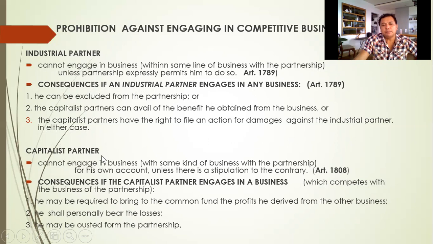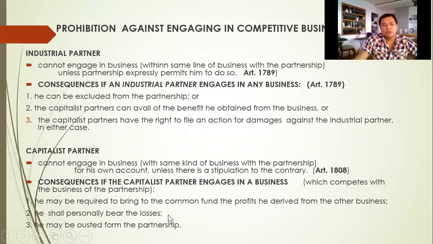So if a capitalist partner violates this prohibition of the law, there are consequences, and they are as follows. Number one, he may be required to bring to the common fund the profits he derived from the other business. So whatever profit he derived from the other business, he will have to share it with the partnership. Number two, he shall personally bear the losses.